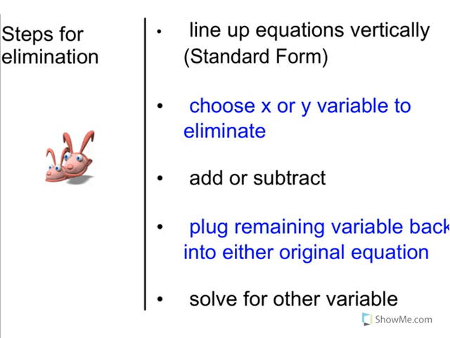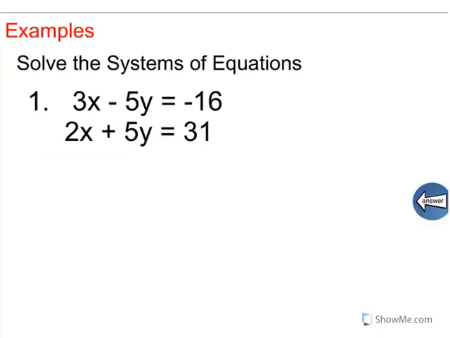Our steps for elimination are to line up the equations vertically. You want to make sure that both equations are in standard form, or at least standard-like form. They're not going to be perfectly in standard form, but we need the x and the y on the same side. You're going to choose the variable to eliminate, so you're either going to choose x or y. Again, choose the variable that's easiest to get rid of. Combine your 2 equations and then solve for the remaining variable. The variable that you solved for, you're going to plug that answer into one of the 2 original equations so that you can find the second variable for your ordered pair.